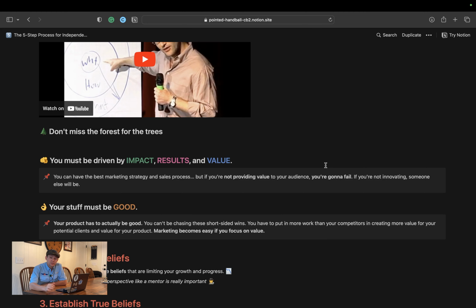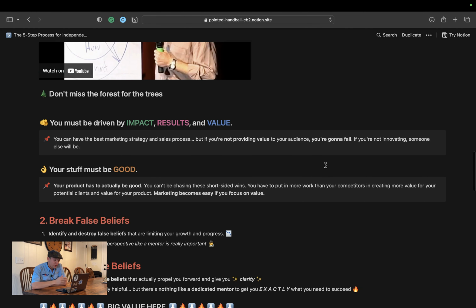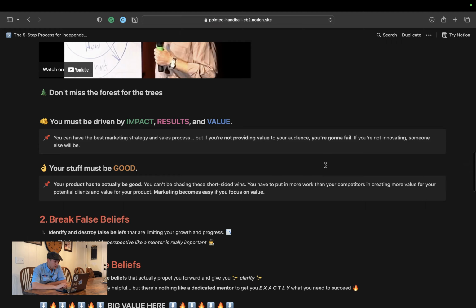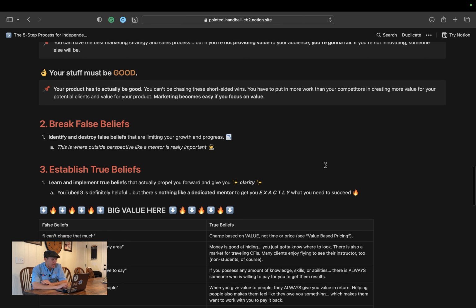Make sure you don't miss the forest for the trees, guys. You have to be driven by impact, results, and value. You can have the best everything, but if you're not doing your business based on giving people impact, giving people results, and giving people value, then you're not going to succeed. Your stuff actually has to be good.